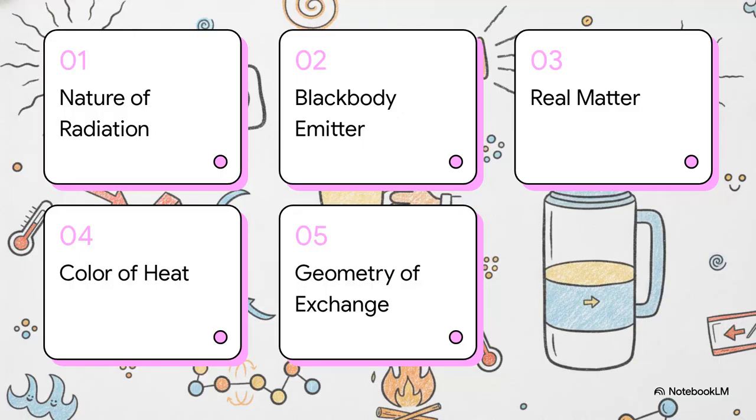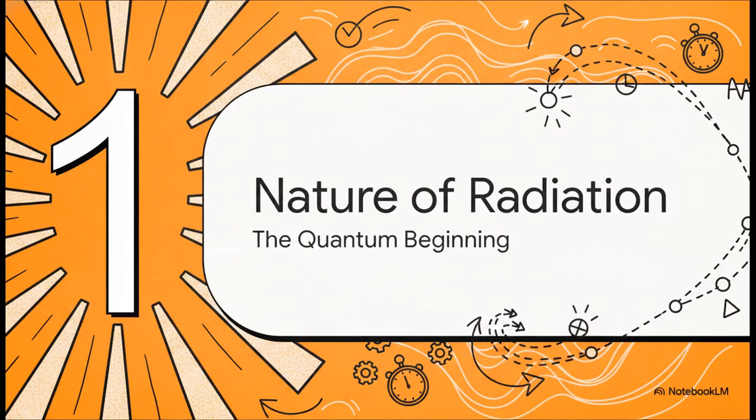Okay, let's dive into this roadmap. First, we'll look at the nature of thermal radiation, then the ideal blackbody emitter, followed by interacting with real matter, the color of heat, and finally the geometry of heat exchange. This is going to take us all the way from the quantum origins of a photon straight through to complex engineering geometry.